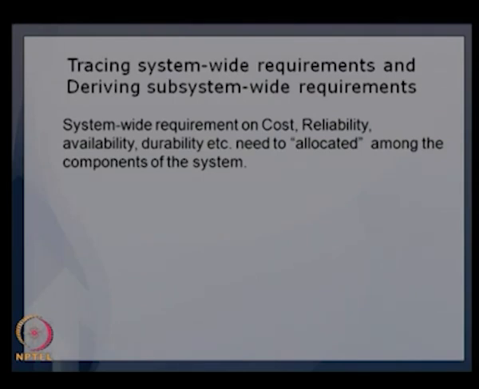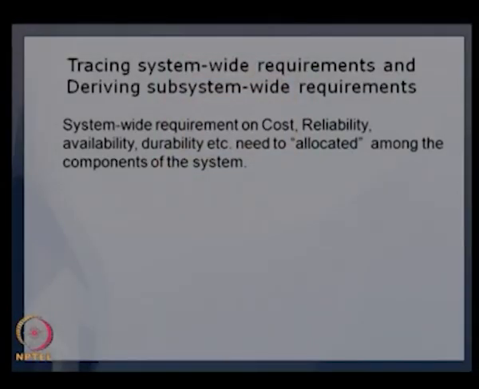Basically, when we say cost, it cannot be given to a particular component, so this has to be allocated to subsystems. So, how do we trace this particular system wide requirement and then allocate it among the components? If you take the reliability of the system, it depends on the reliability of different components of the system. So, how do we allocate this reliability amongst these components and then ensure that the total reliability of the system is maintained?